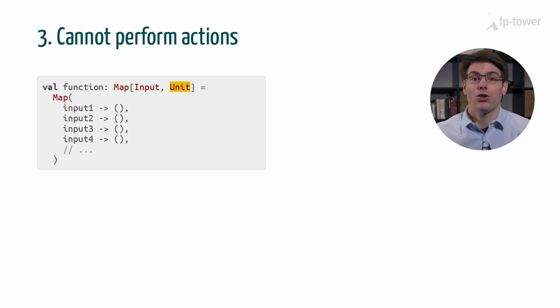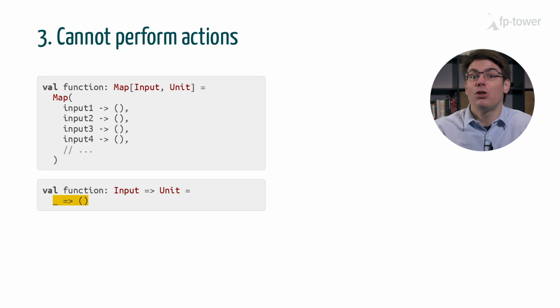One sign that a function performs an action is if it returns unit. Unit is a very special type from the standard library. It's a type which contains a single value, the empty parentheses. So if an FP function were to return unit, we would know its exact implementation. It should be a map where all inputs return the empty parentheses. In other words, it should be a constant function.